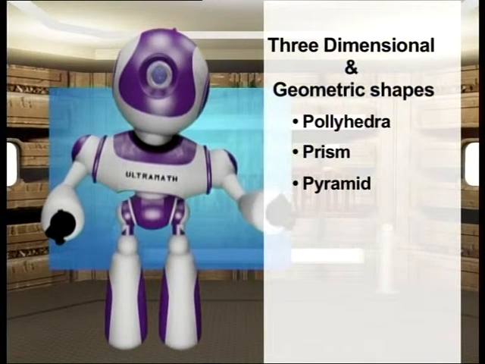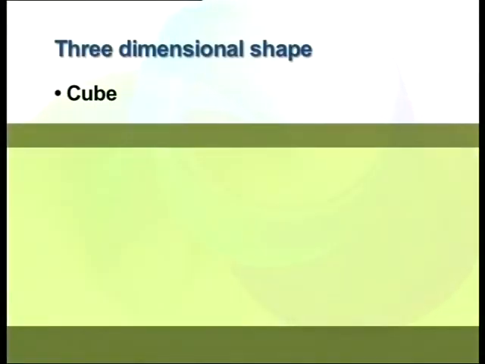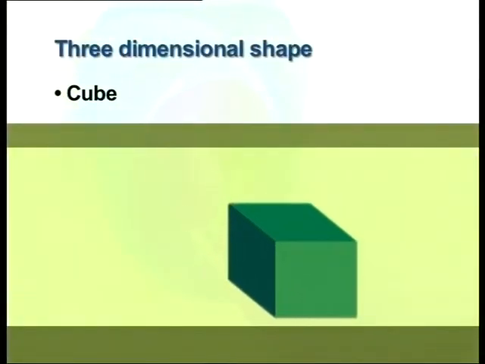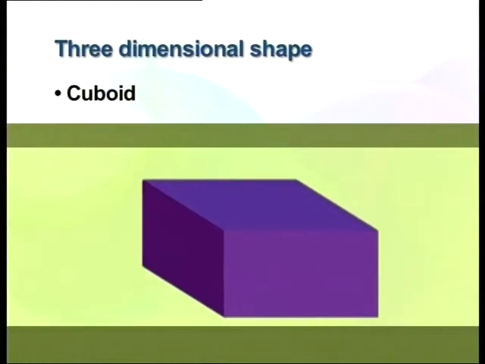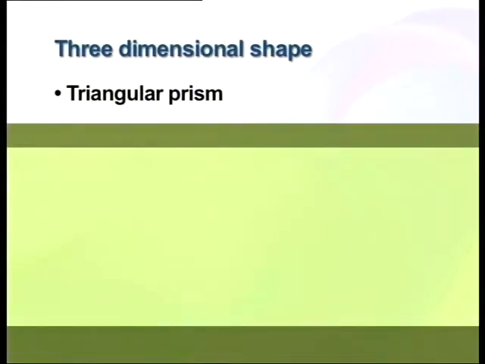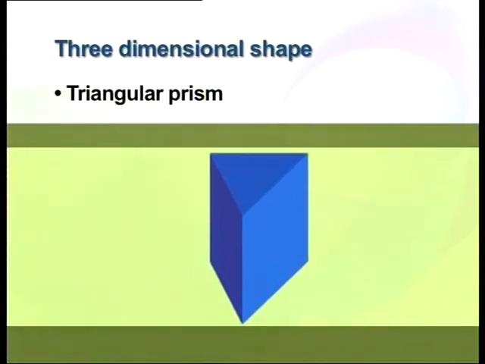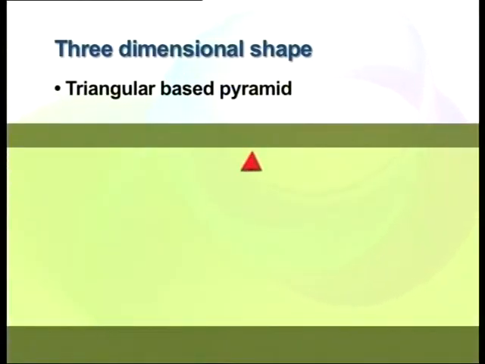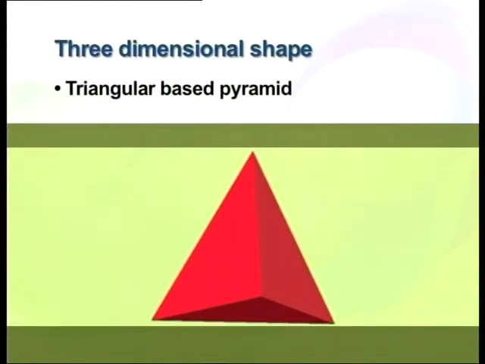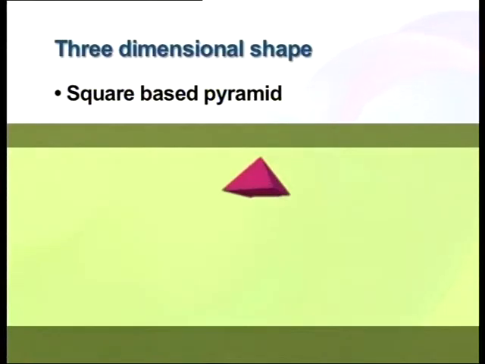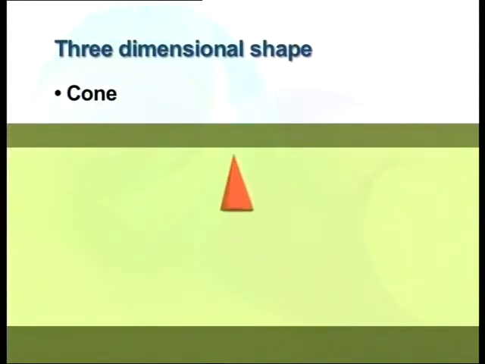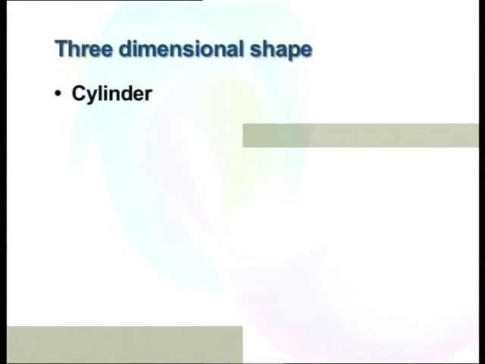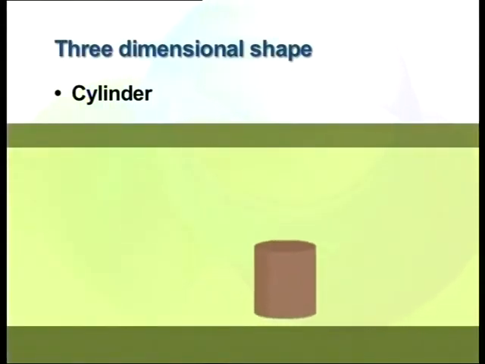Let's look at the screen for some examples of three-dimensional shapes. Cube, cuboid, triangular prism, triangular base pyramid, square base pyramid, cone, cylinder, and sphere.